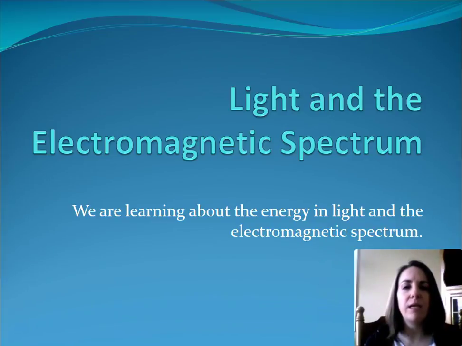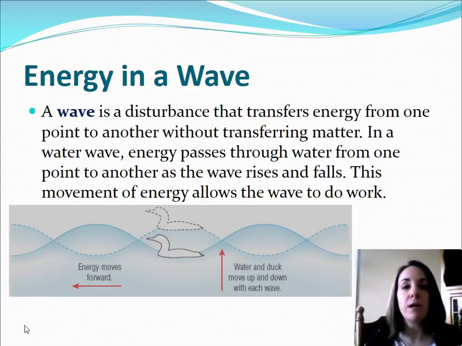Today we are going to be looking at light and the electromagnetic spectrum. So we're going to look at the energy in light and how it is broken up into a spectrum. Before we talk about light itself, I just want to talk to you a little bit about waves. The reason is because light actually travels as a wave, so you need to kind of understand what a wave is.